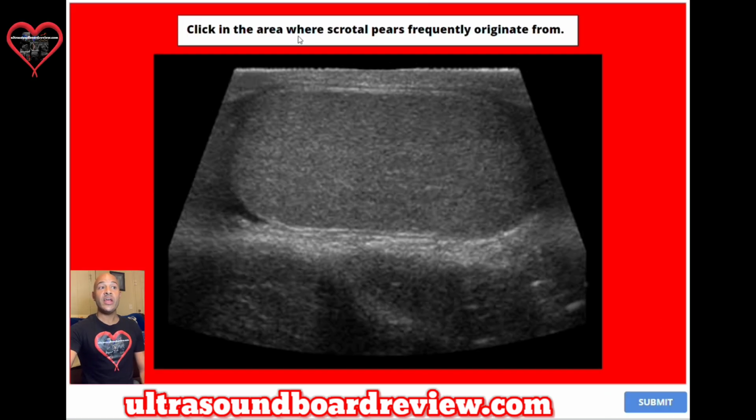Question 108. Click in the area where scrotal pearls frequently originate from. The answer is right in this region here. This is called the tunica vaginalis, which is well seen here and up here.